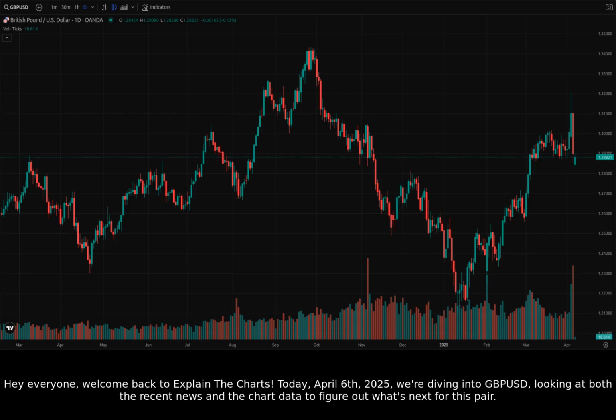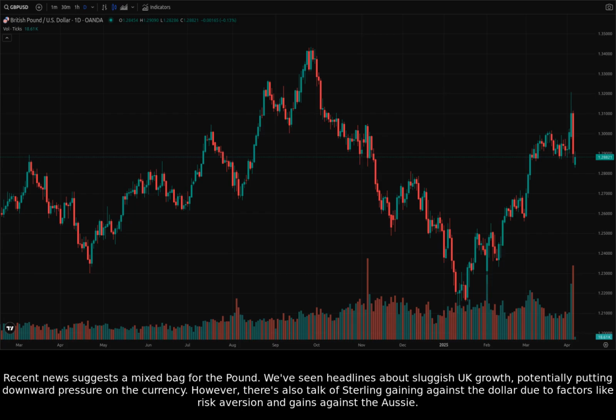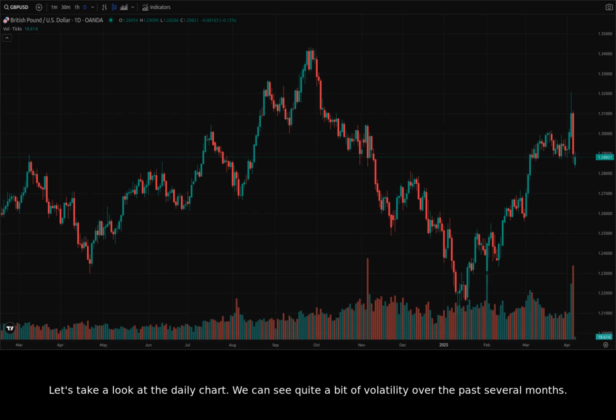Today, April 6th, 2025, we're diving into GBPUSD, looking at both the recent news and the chart data to figure out what's next for this pair. Recent news suggests a mixed bag for the pound. We've seen headlines about sluggish UK growth, potentially putting downward pressure on the currency. However, there's also talk of sterling gaining against the dollar due to factors like risk aversion and gains against the Aussie. Let's take a look at the daily chart.